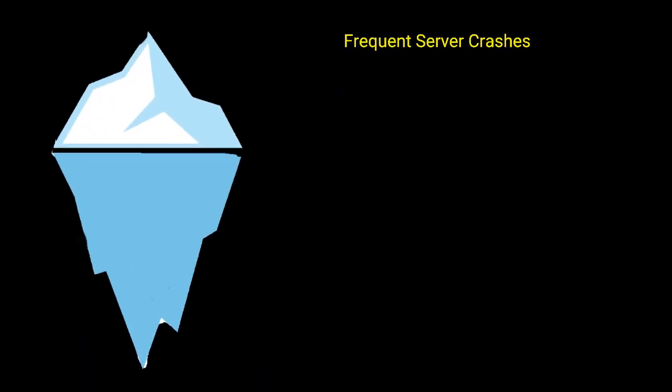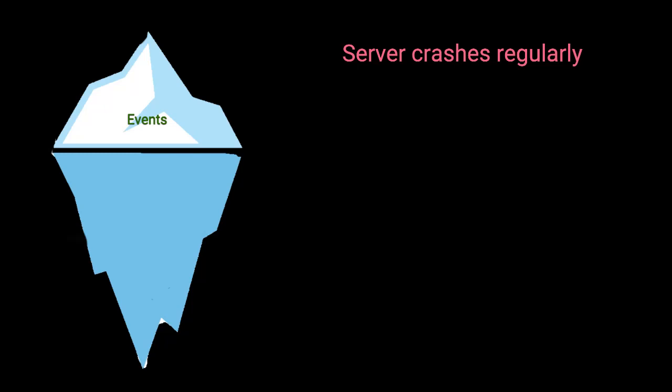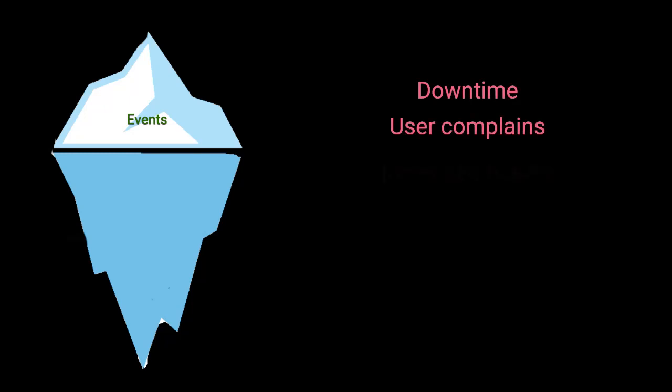Let's consider a technical problem of frequent server crashes in a cloud-based application. We can apply the iceberg model of events, patterns, structures, and mental models to understand and solve this problem. At the events layer, we can see the symptoms. The application experiences server crashes regularly. The observable issues are downtime, user complaints, increased support tickets, and lost revenue.